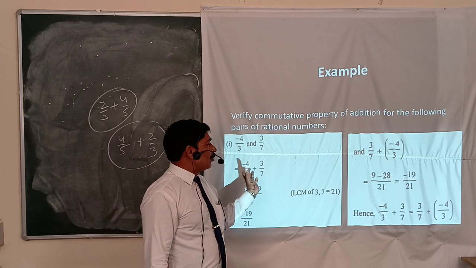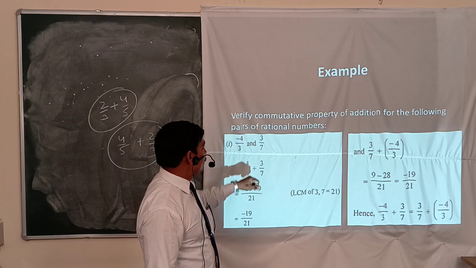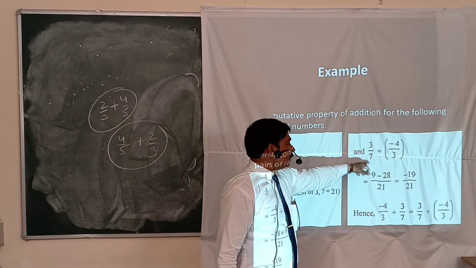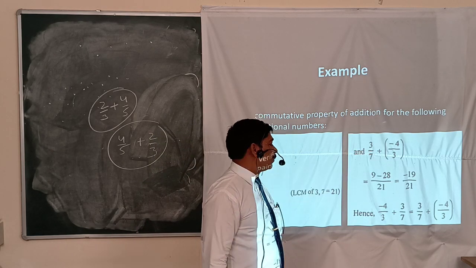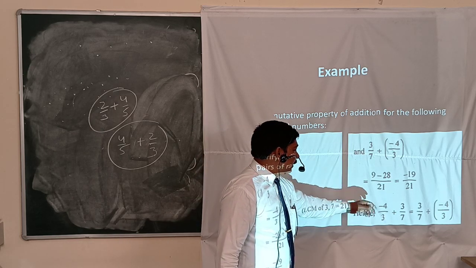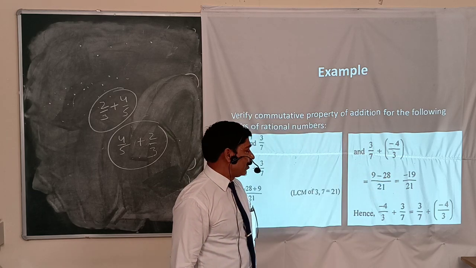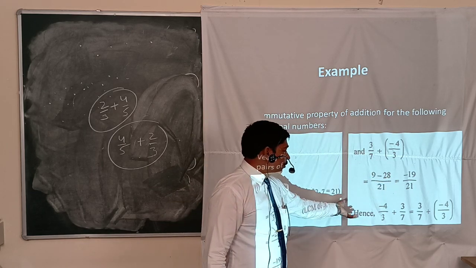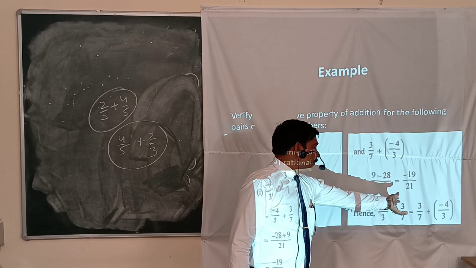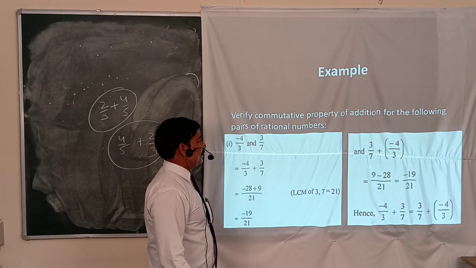In the same way, now we'll change the order. Here minus 4 by 3 plus 3 by 7 was there. We have changed the order, now 3 by 7 plus minus 4 by 3, and when you solve, here also you will get the same value, that is minus 19 by 21. So hence you see that both the answers are similar, therefore this property is satisfied.